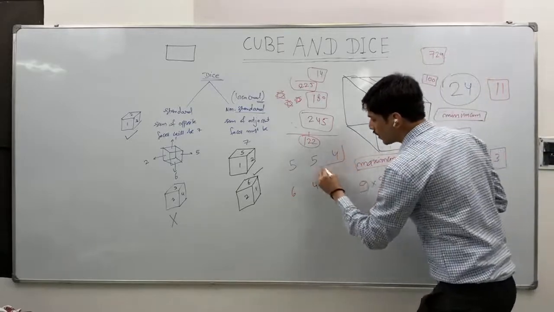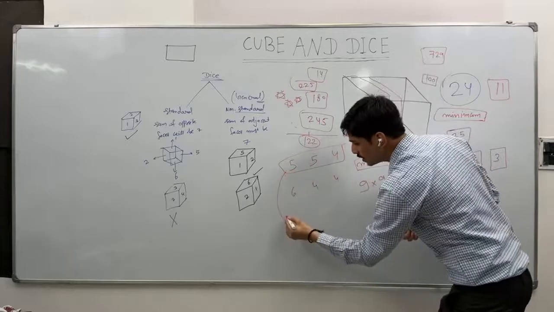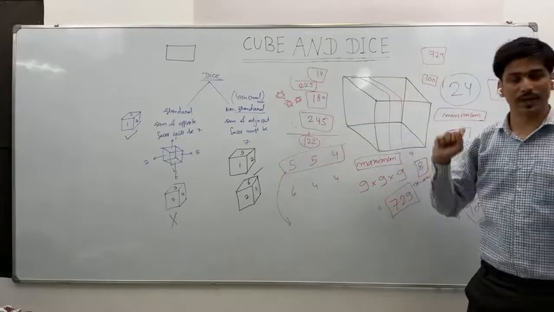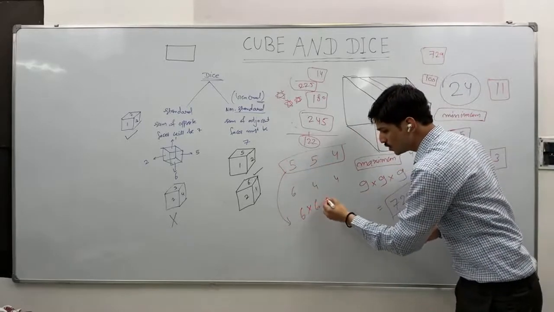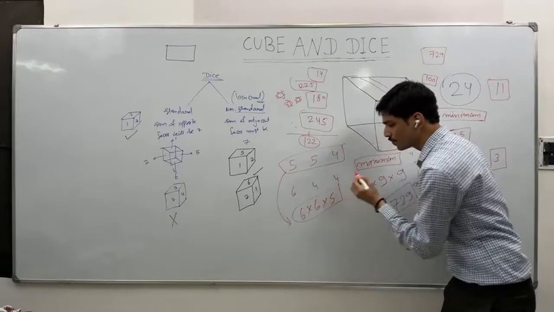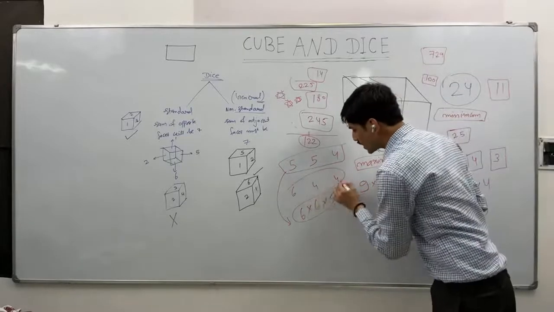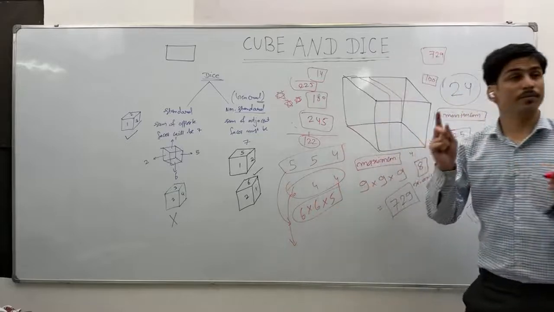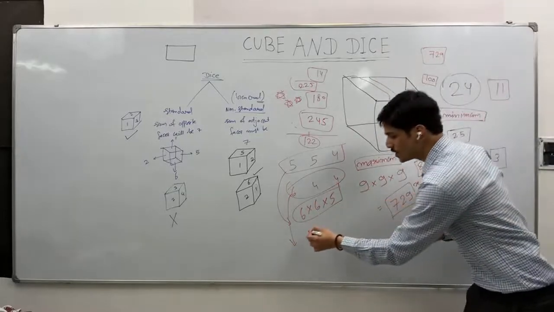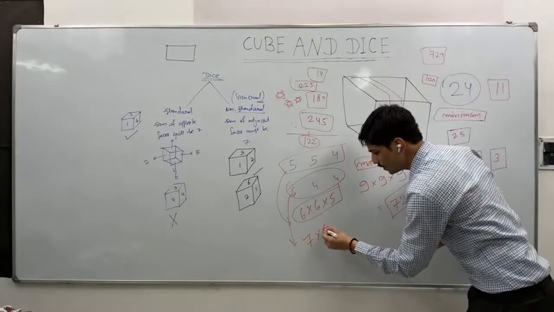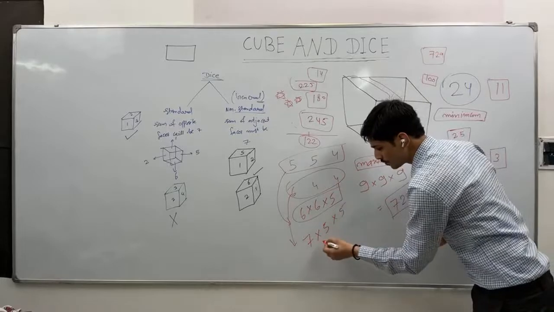But in this case, we'll find the number of pieces. What will the number of pieces be? If I'm making 5 cuts, then it is 6 into 6 into 5, then what will I get? 180, right? Okay. Let's try to find in this case. If I'm making 6 cuts, the number of pieces will be 7 into 5 into 5. Then what will the answer be?